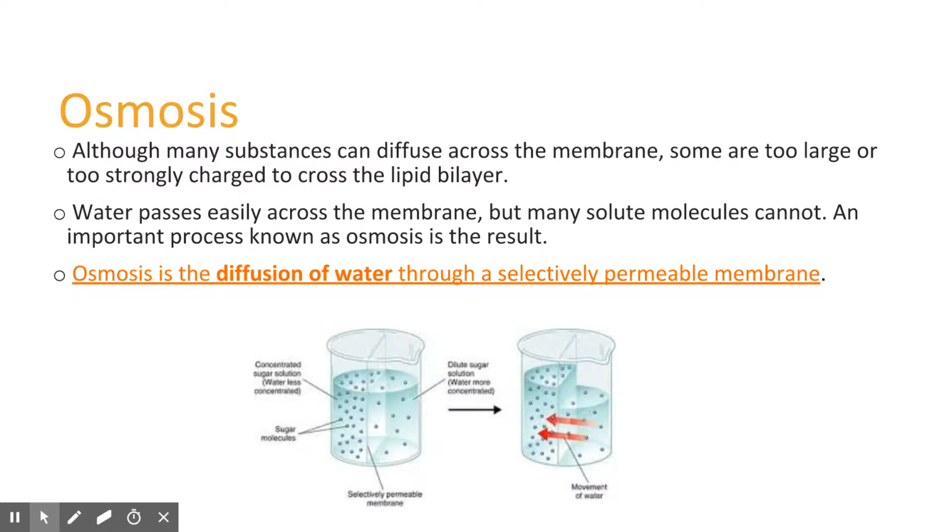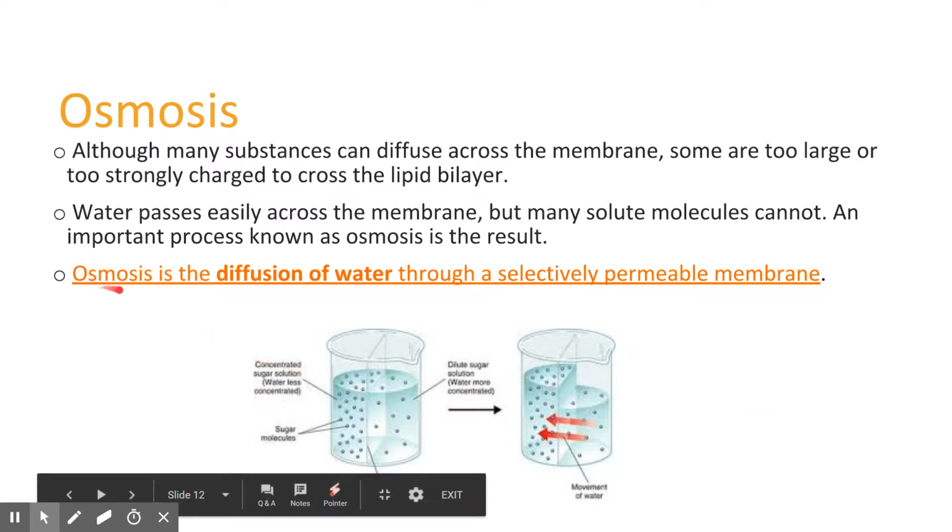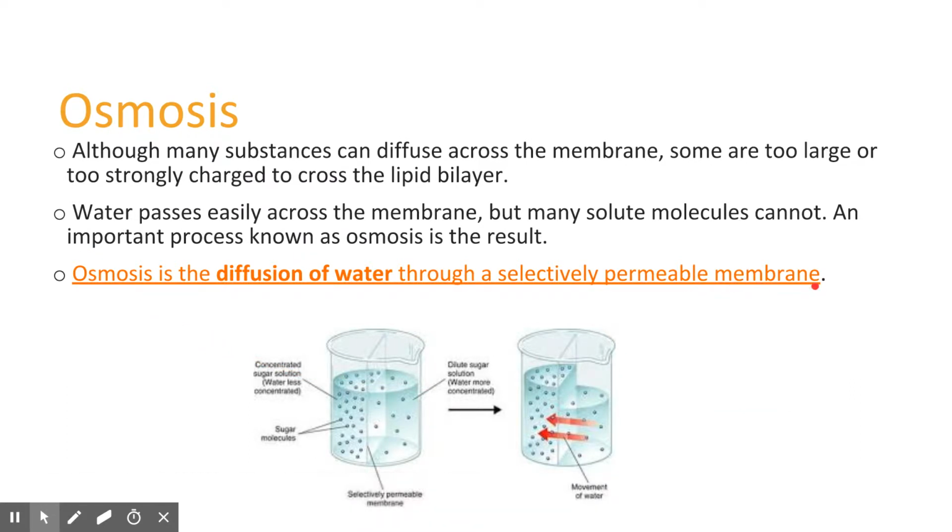Now we're going to talk about a specific case of diffusion, and that's called osmosis. So many substances can diffuse across a membrane, but when we talk specifically about water, then we're talking about osmosis. So water passes easily across the membrane. Many other types of molecules cannot, but osmosis is the diffusion of water through a selectively permeable membrane. So this is when it's going to cross from one side to another of a membrane that doesn't allow every single thing to move across it.